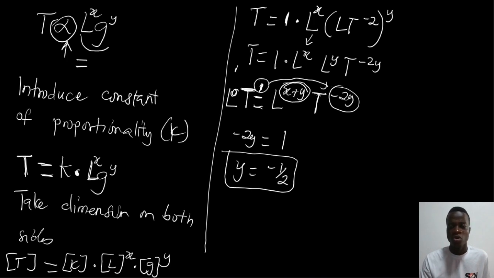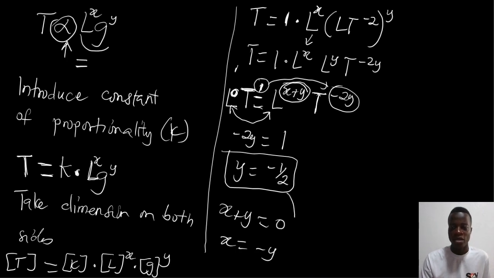But in this case, because we need to compare L powers, we need to bring the L to the power 0 here. Now you see that the powers are 0 and x plus y, so you can compare: x plus y is equal to 0. At the end of the day, x is equal to negative y. But we got y already, and y is negative half. So x is equal to negative into brackets negative half. So then x is equal to half.